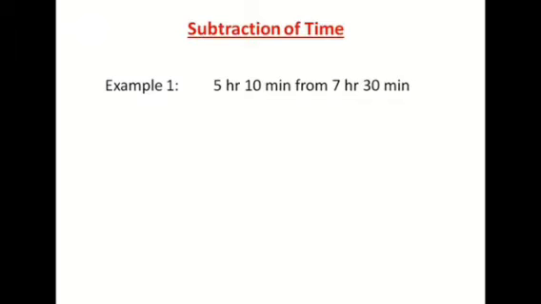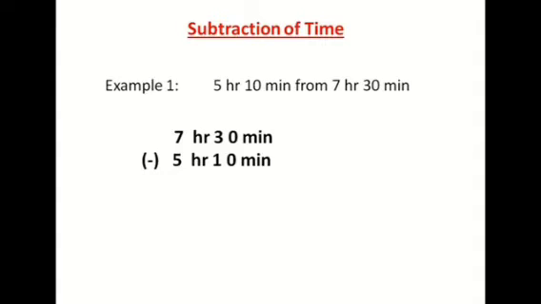Today's session, we will start with subtraction of time. Look at the example here. You have to subtract 5 hours 10 minutes from 7 hours 30 minutes. So we have to write 7 hours 30 minutes first, then down 5 hours 10 minutes. So please start with me. 7 hours 30 minutes, down 5 hours 10 minutes.